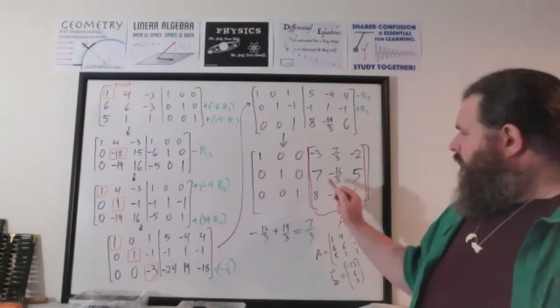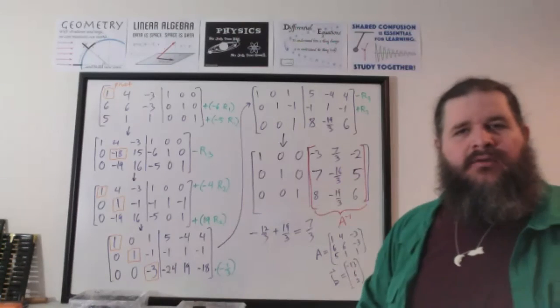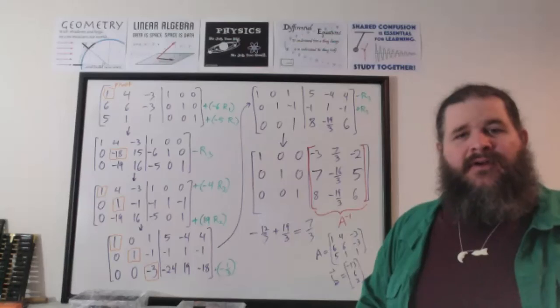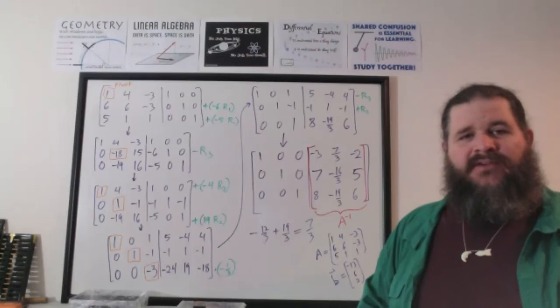Also, now that we have allegedly the inverse of A, how could we check to make sure it really is? How could we verify, yes, this really is the inverse of matrix A?